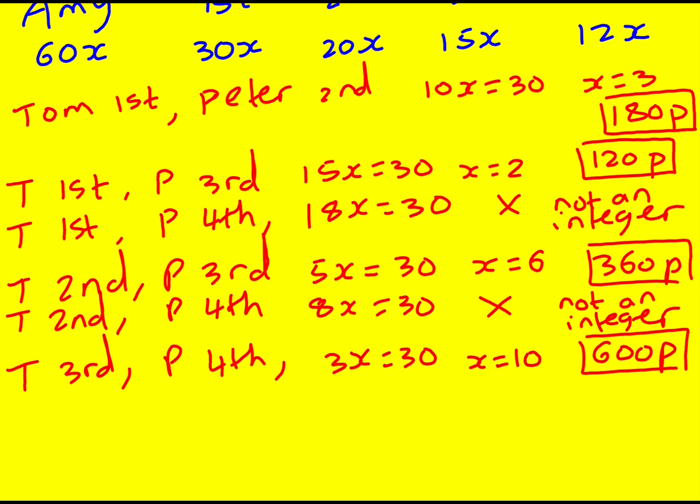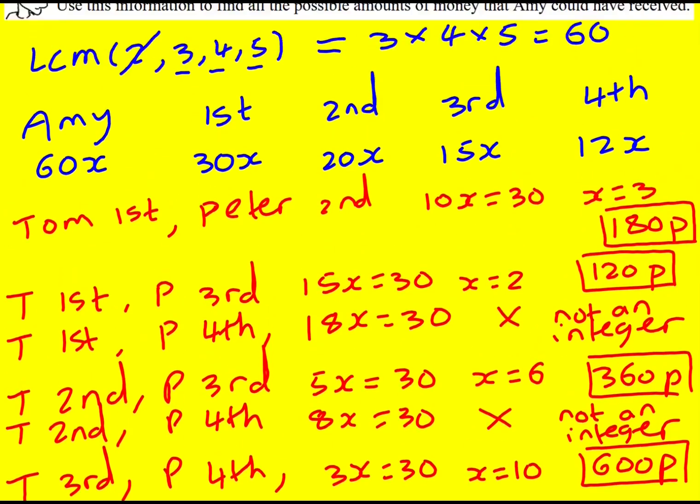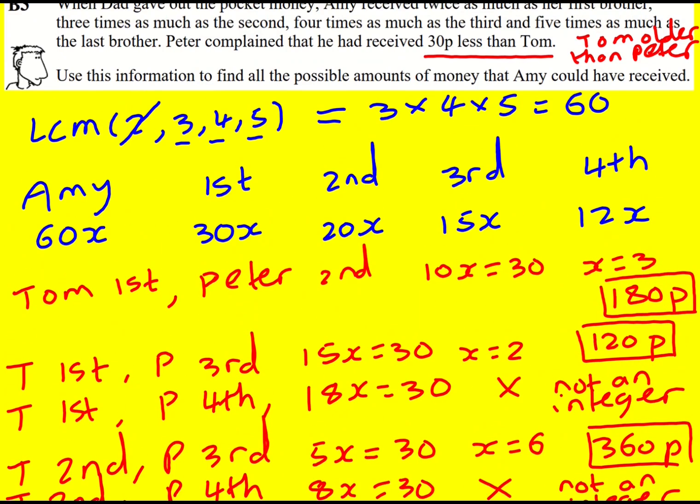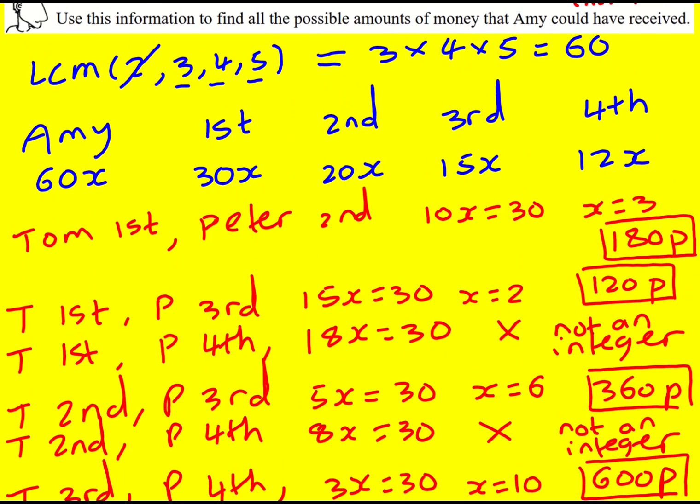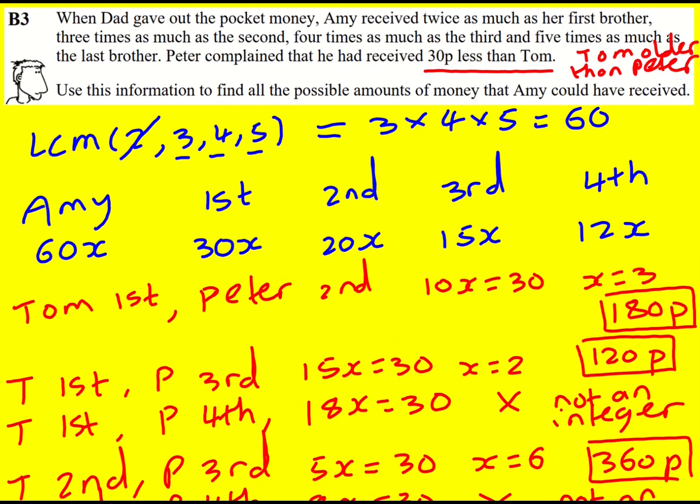So see how I've gone through it really carefully. I've ruled some of the solutions out, but find all the possible amounts of money. I've done that. There are 4 possibilities. Good question.